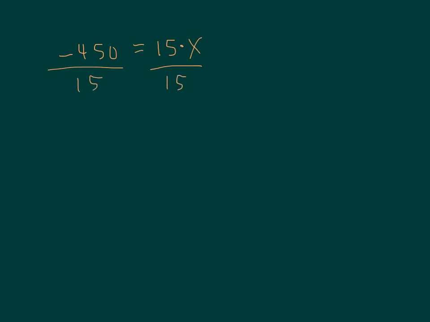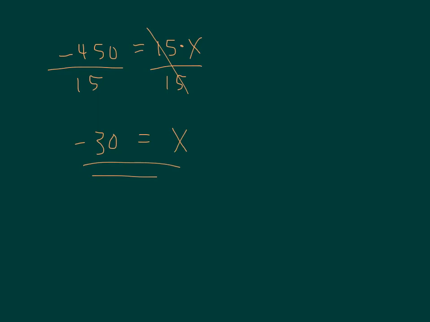Okay, well now on the left side, 45 divided by 15 is 3. So 450 divided by 15 is 30. And a negative divided by a positive is a negative. So 15 divided by 15 is 1. X, final answer, x equals negative 30.